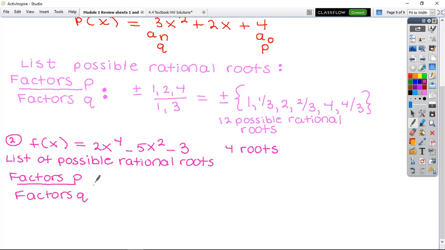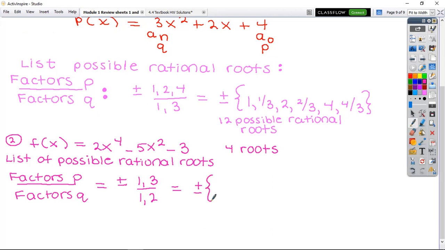Factors of Q. Okay, so for P, how can we obtain 3? Just 1 and 3. So those are the factors of 3. Nice and short. The negative, yes. For that purpose, yes. So then the 2, I'm going to go 1 and 2. So would you guys agree this is a smaller list? Much shorter. So the possibilities here are going to be plus and minus, or you can choose to write them all out if you want.